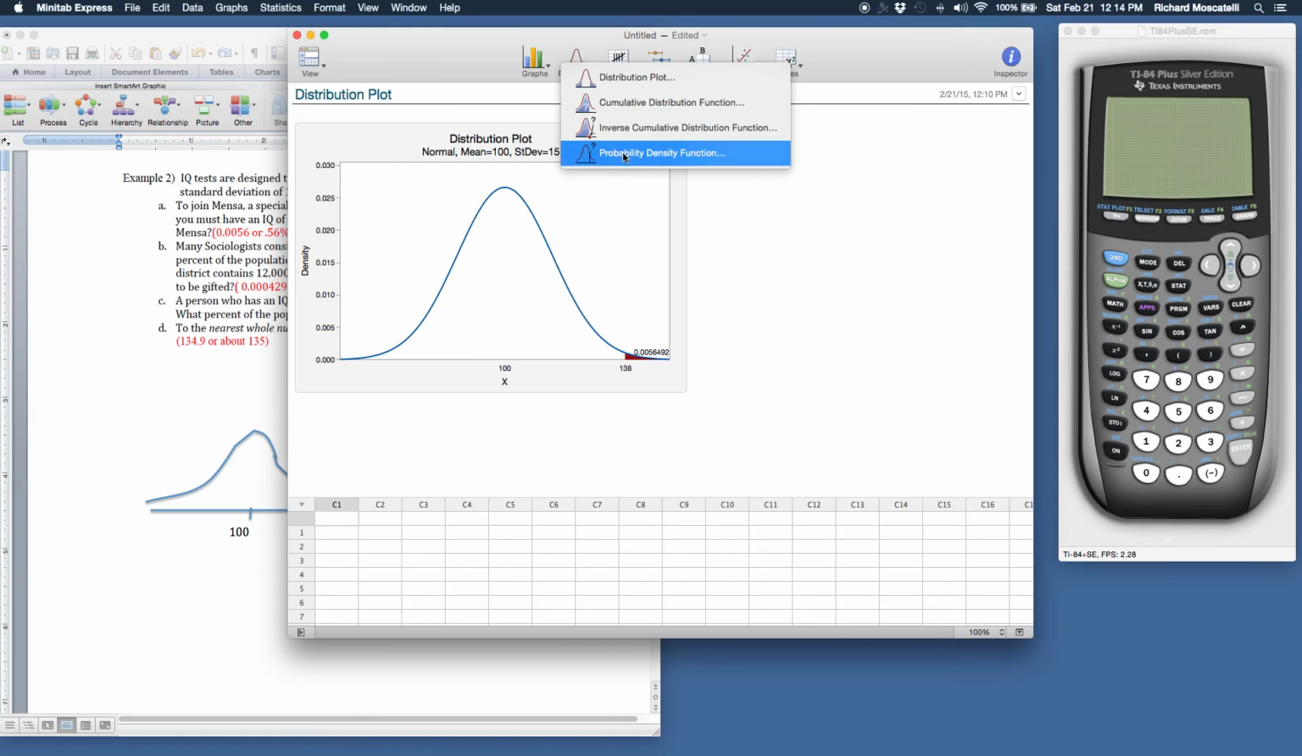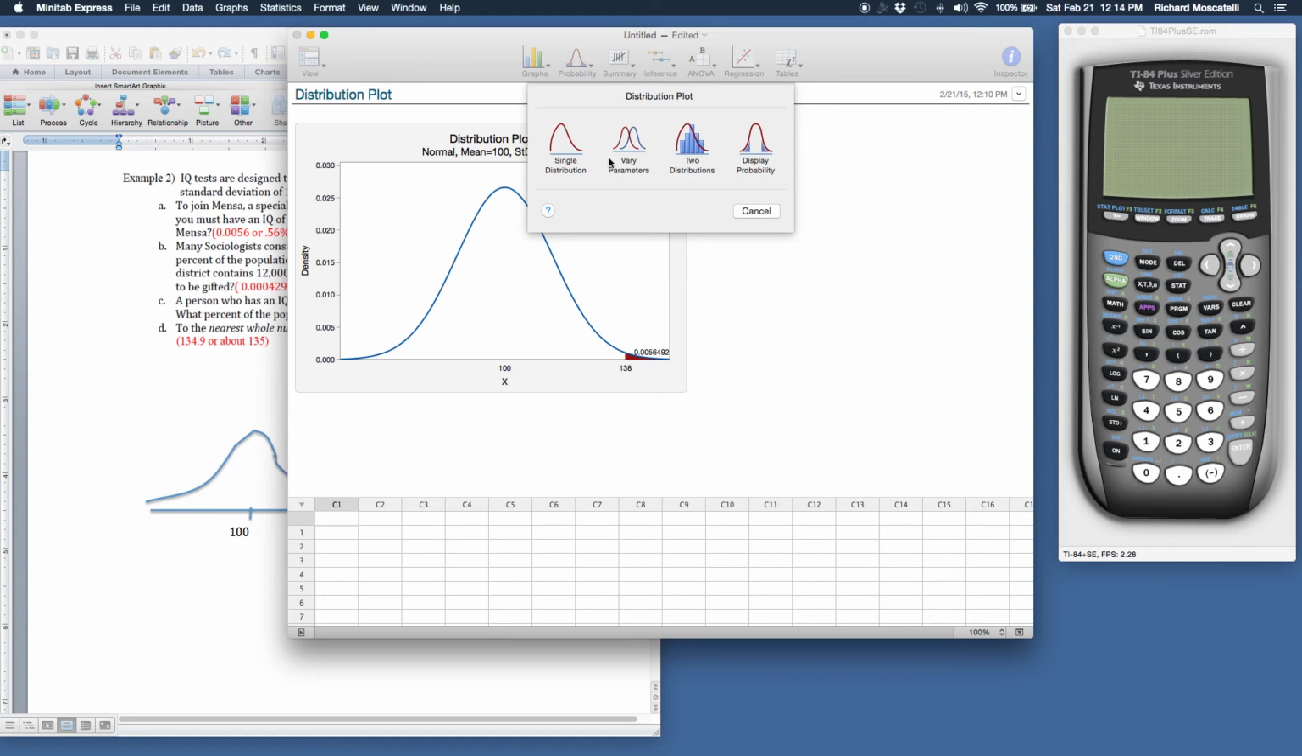And as you see, there's a bunch of choices here. You've already used this cumulative distribution function. You've also already used the probability density function, when we were calculating binomial and Poisson probabilities. I want to choose this distribution plot function. So if I choose the distribution plot function, it comes up with some other choices, one of which is display probability.